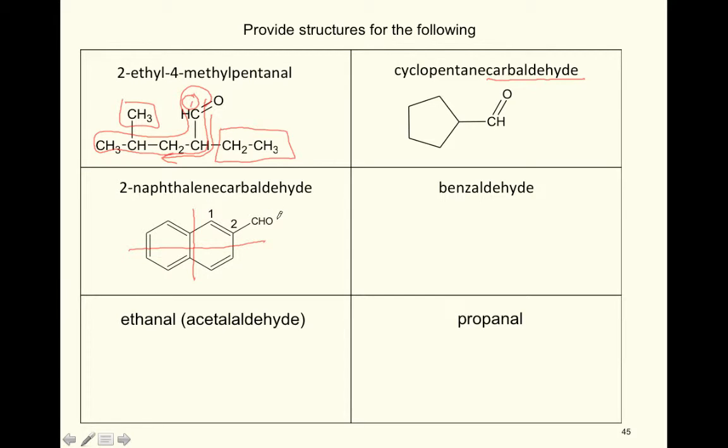So what could happen if you're going to have an aldehyde on a naphthalene, if there's only one on there, you're only going to have either a 1-naphthalene carbaldehyde or a 2-naphthalene carbaldehyde.